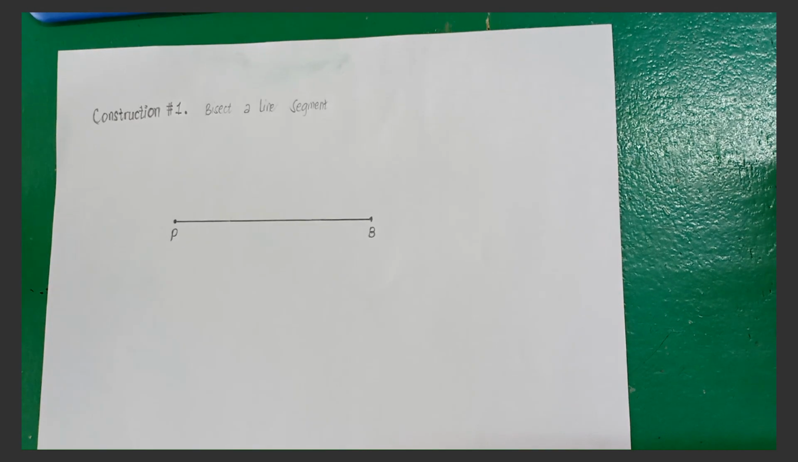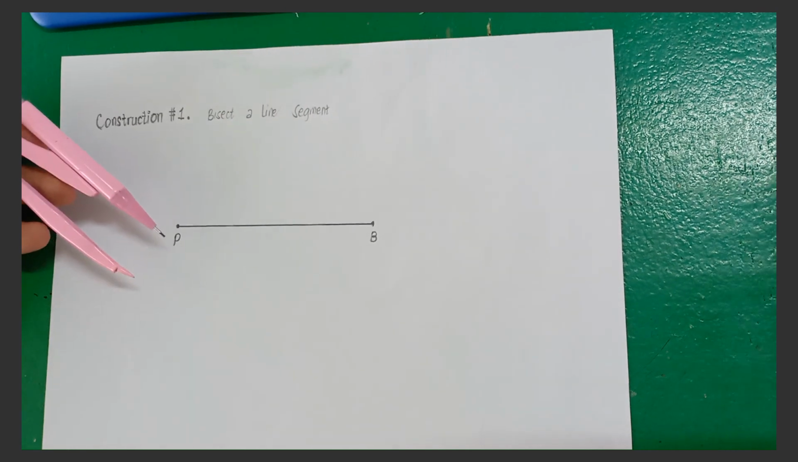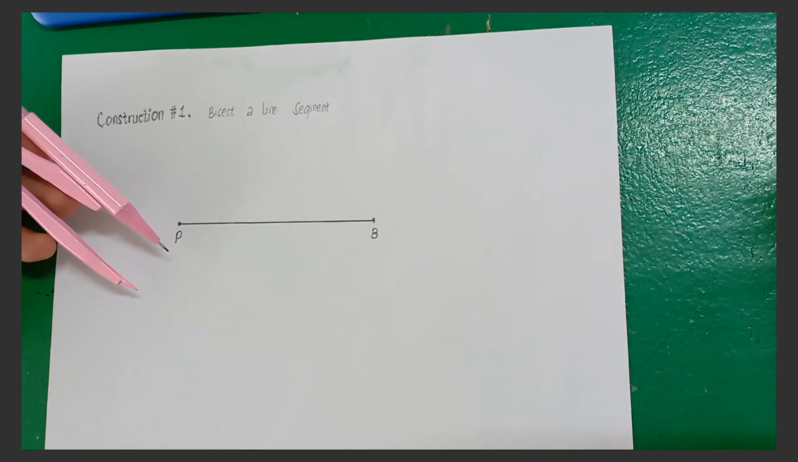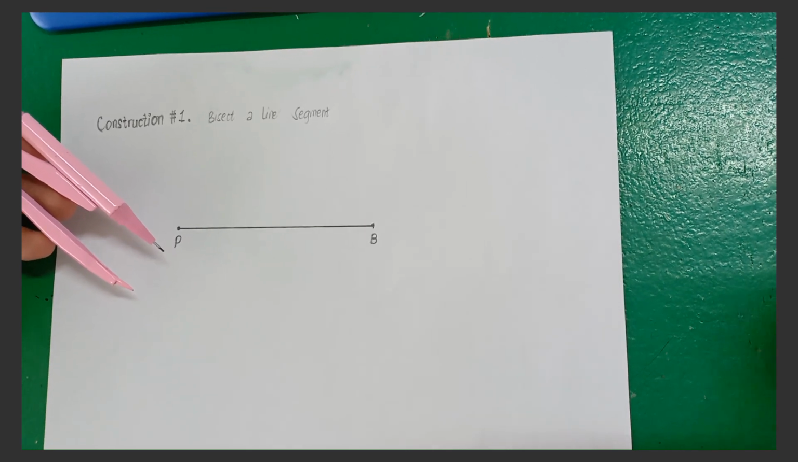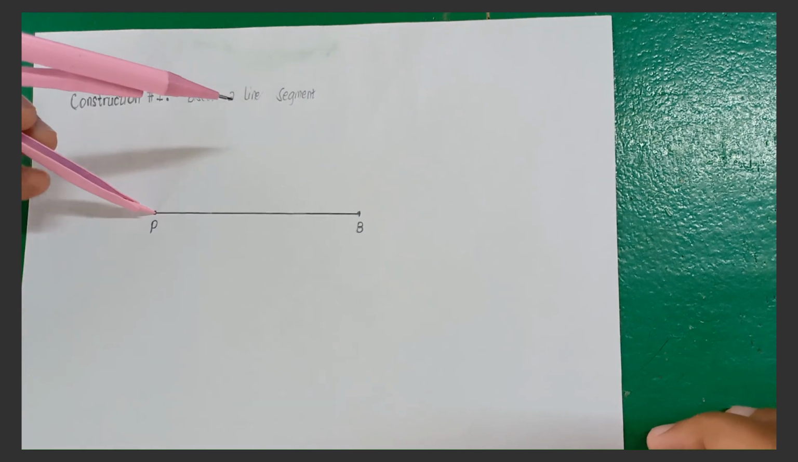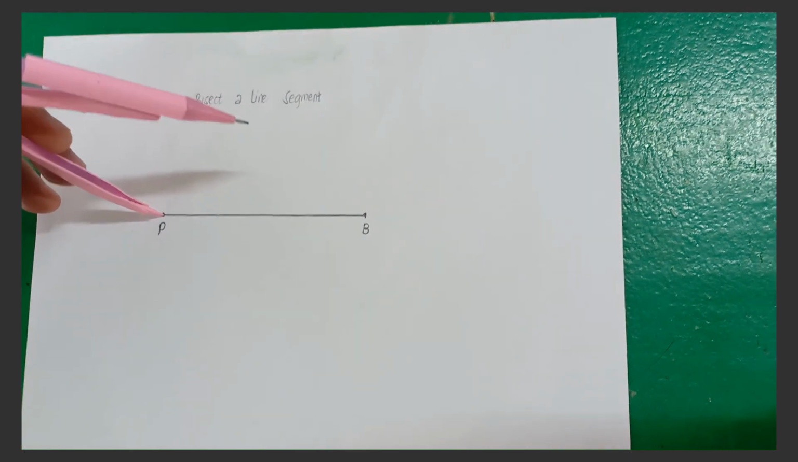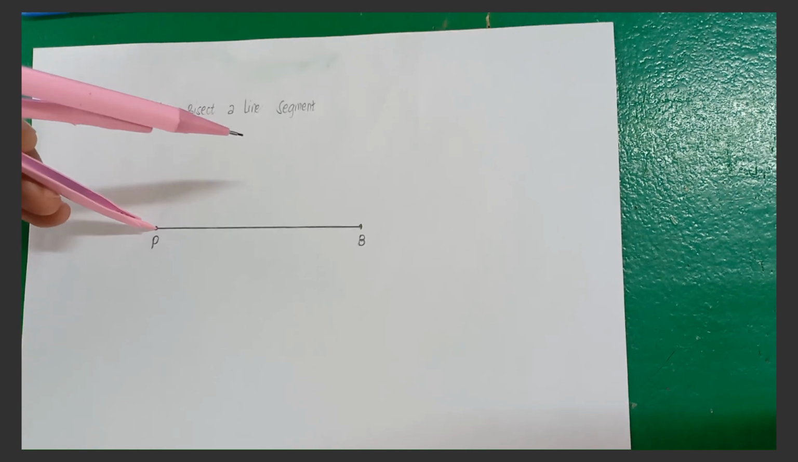Start with line segment PB. So we have here line segment PB. Step 1, place the compass on one end of the line segment, point P. Like this. And step 2, set the compass opening greater than 1/2 of PB but less than PB.